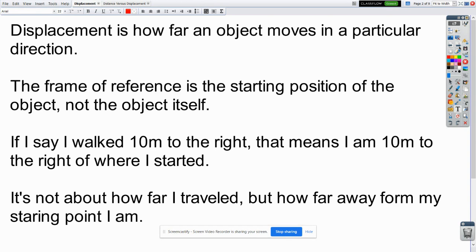Displacement is defined as how far an object moves in a particular direction. The frame of reference is the starting position of the object, not the object itself. If I say I walked 10 meters to the right, that means I'm 10 meters to the right of where I started. It's not so much about how far I have traveled, but how far away from my starting position I am.